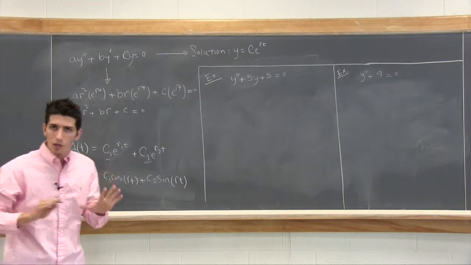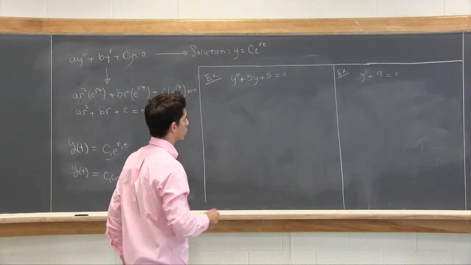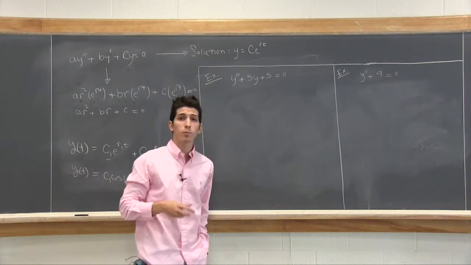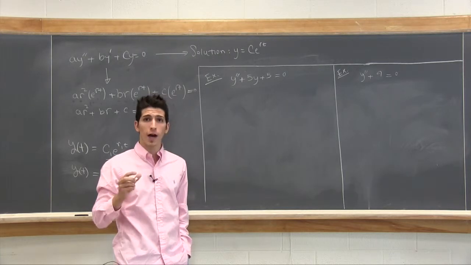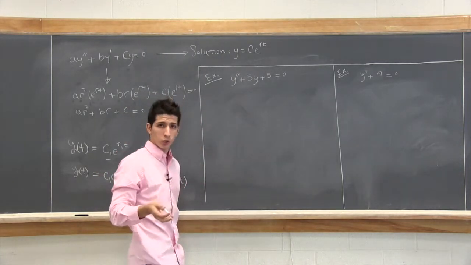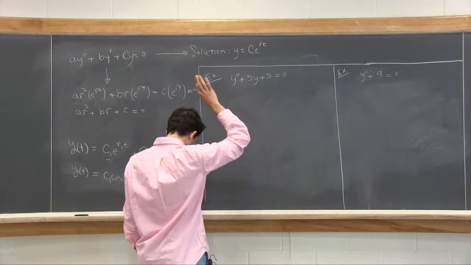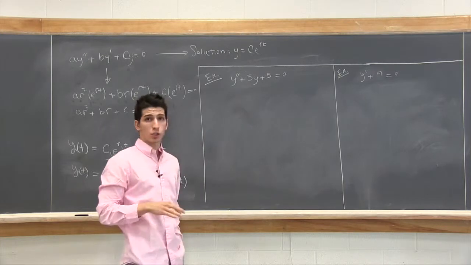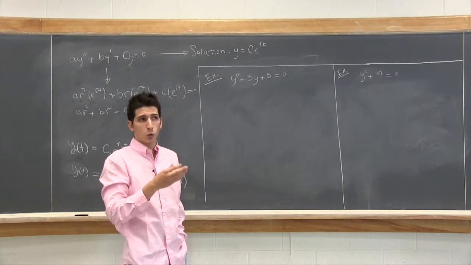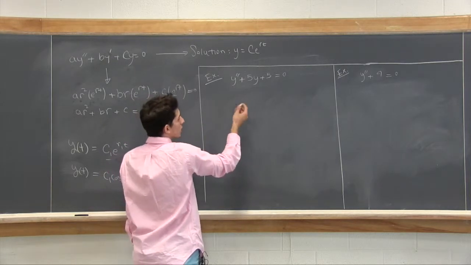But that's really sort of vague and abstract, so let's go ahead and do a couple of examples to see how this works out. So here we've got y double prime plus 5y prime plus 5y equals 0. I immediately notice that it's a second order differential equation with constant coefficients, and say, okay, I'm going to assume that my solution is of the form y equals e to the rt, plug it in, do my business, and I'm always going to get the same thing.